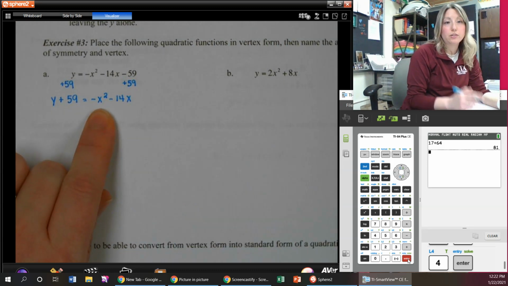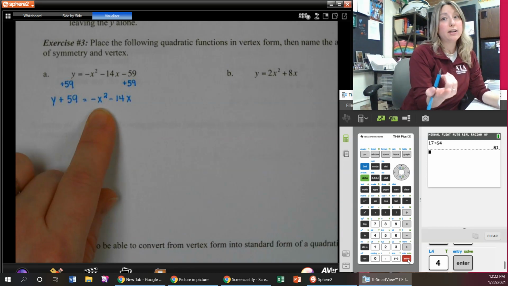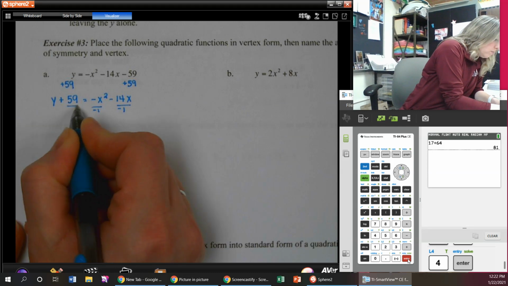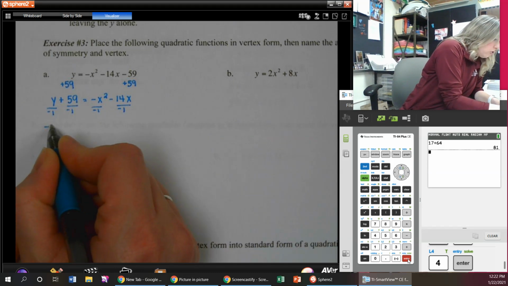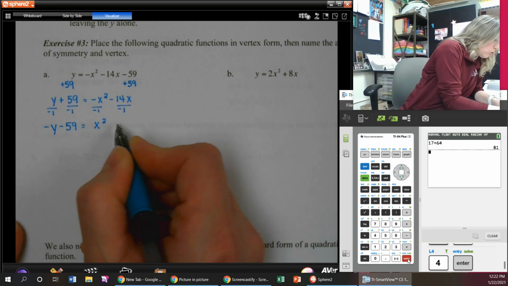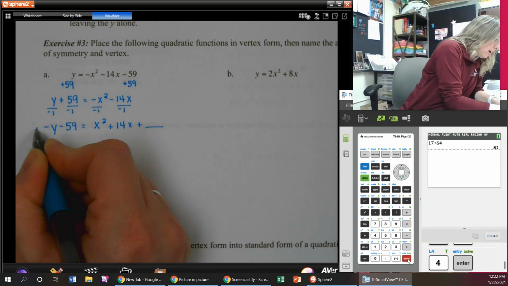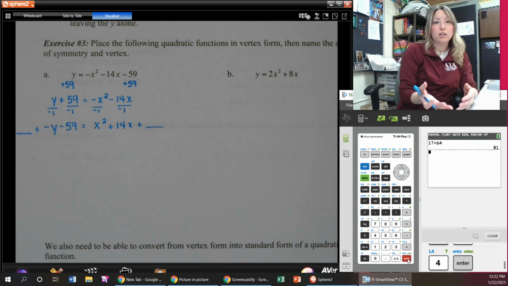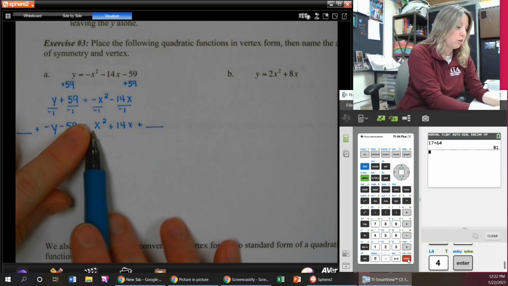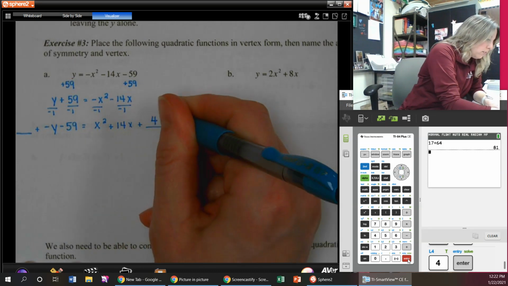Now, the other issue is there's a negative in front of the x squared. Now, that's going to need to be back in the end, but right now I can't have it. So let's divide everything by negative 1, which just means all signs change. So negative y minus 59 equals positive x squared and positive 14x. And now I can put my plus blank on each side. The blank gets filled in by the completion of the perfect square, right? I need to make this a perfect square trinomial. 14 divided by 2 is 7. 7 squared is 49. That's what goes on the blanks.